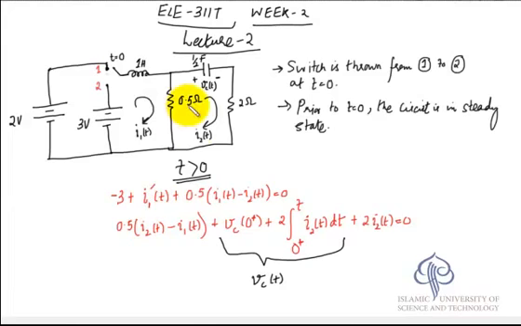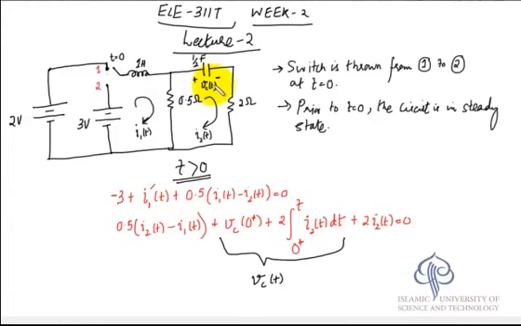Similarly for the second mesh, I start from this point. This is 0.5 in the direction of the mesh current, 0.5, the current in this is I2 minus I1, (I2(t) minus I1(t)), and then plus VC(t), VC(t) is a drop, plus I2(t) into 2 ohms.